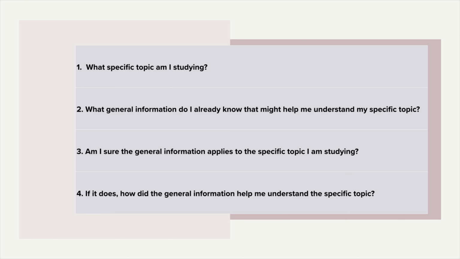Have students ask themselves, 1. What specific topic am I studying? 2. What general information do I already have that might help me understand my specific topic? 3. Am I sure the general information applies to the specific topic I am studying? 4. If it does, how did the general information help me understand the specific topic?